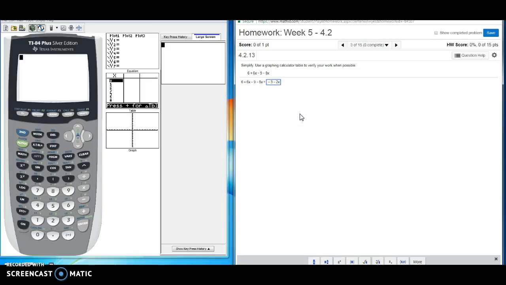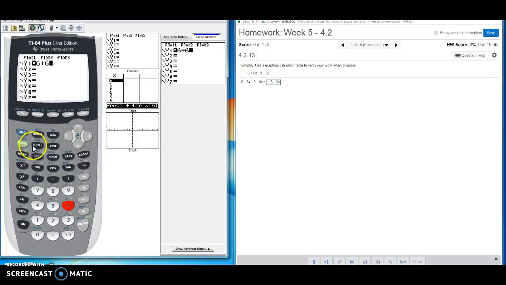Let's verify that with the graphing calculator. The first thing I want to do is click this y equals button. I'm going to enter the left-hand side of this equation for y1. And so I'm going to have 6 plus 6x. Here is how I type in x on the graphing calculator, above the apps button. And then I have minus 9 minus 8x again.